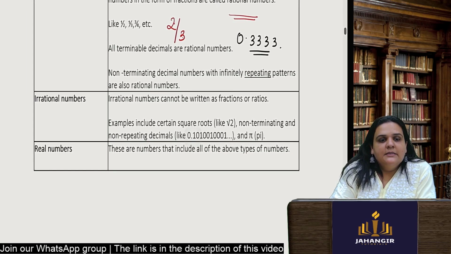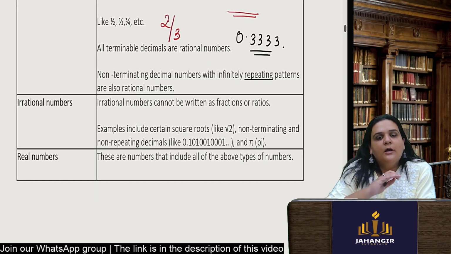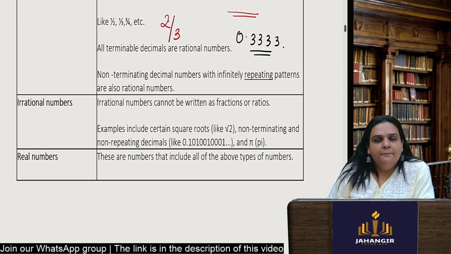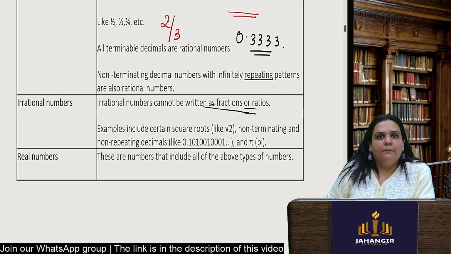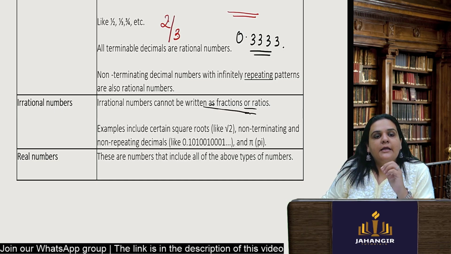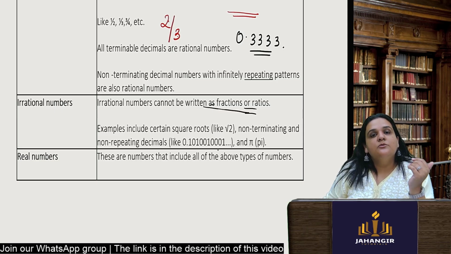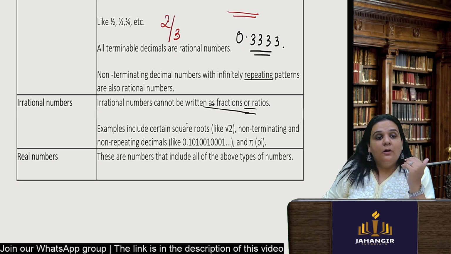Irrational numbers are those numbers that cannot be written as fractions, they cannot be written as a ratio. So they cannot be written in this form. Examples would be the square root of 2. Non-terminating and non-repeating decimals. They have non-repeating decimal patterns, like 0.10100100010000. So pi, all these are irrational numbers.